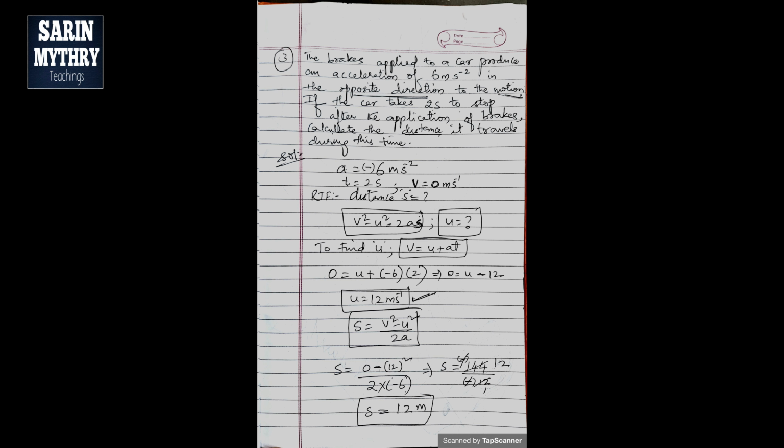When you do the simplification, you get s equal to minus 144 by minus 12. Minus and minus will get cancelled and s will be 12 meters. Therefore, the distance travelled by this particular car is 12 meters.